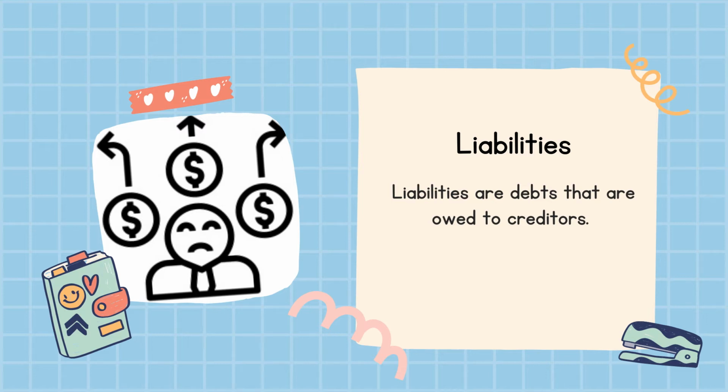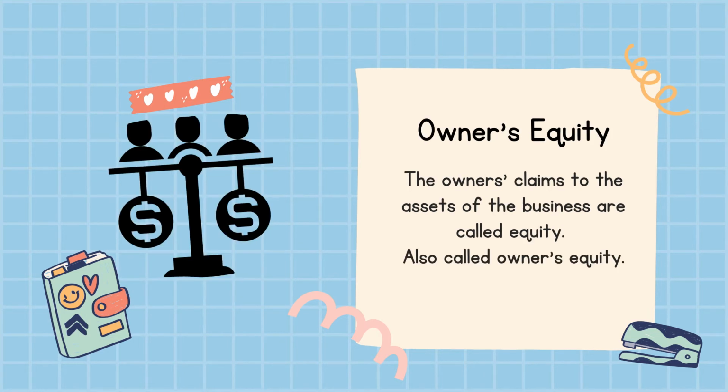Liabilities are debts that are owed to creditors. So I need to pay them in the future, okay? Like accounts payable, notes payable, salaries payable, anything I'm gonna pay in the future will be under liabilities. And the last part of my accounting equation will be owner's equity. The owner's claims to the assets of the business are called equity, also called owner's equity.